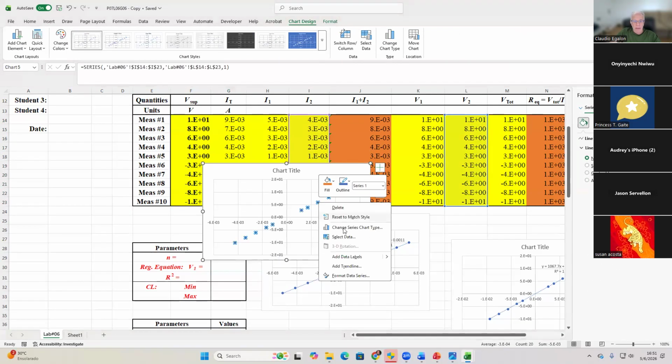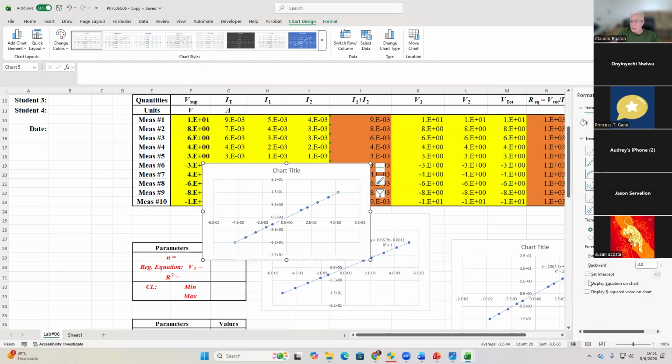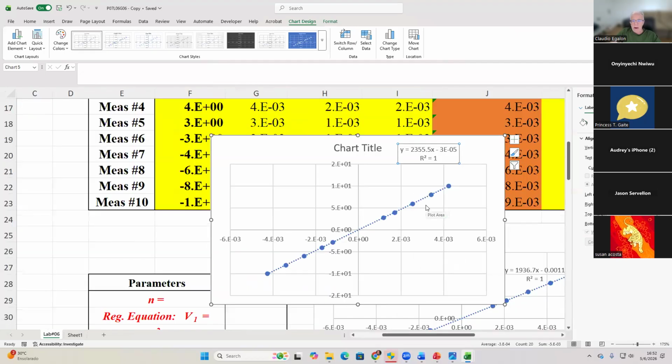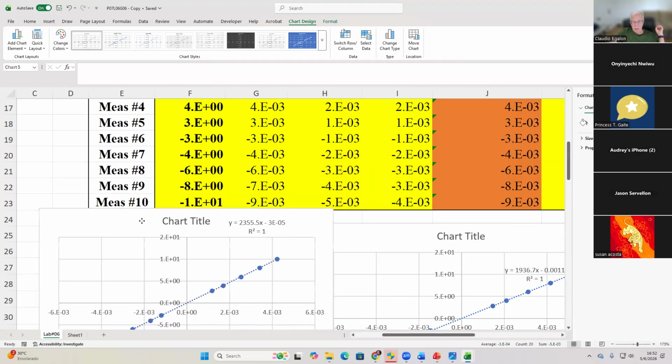What's the slope you're getting for V2? Let me see. Quick. Wait, I didn't do it yet. Okay, I got it now. 2355.5. Okay, yeah, 0.5. Okay, so that looks good, right?